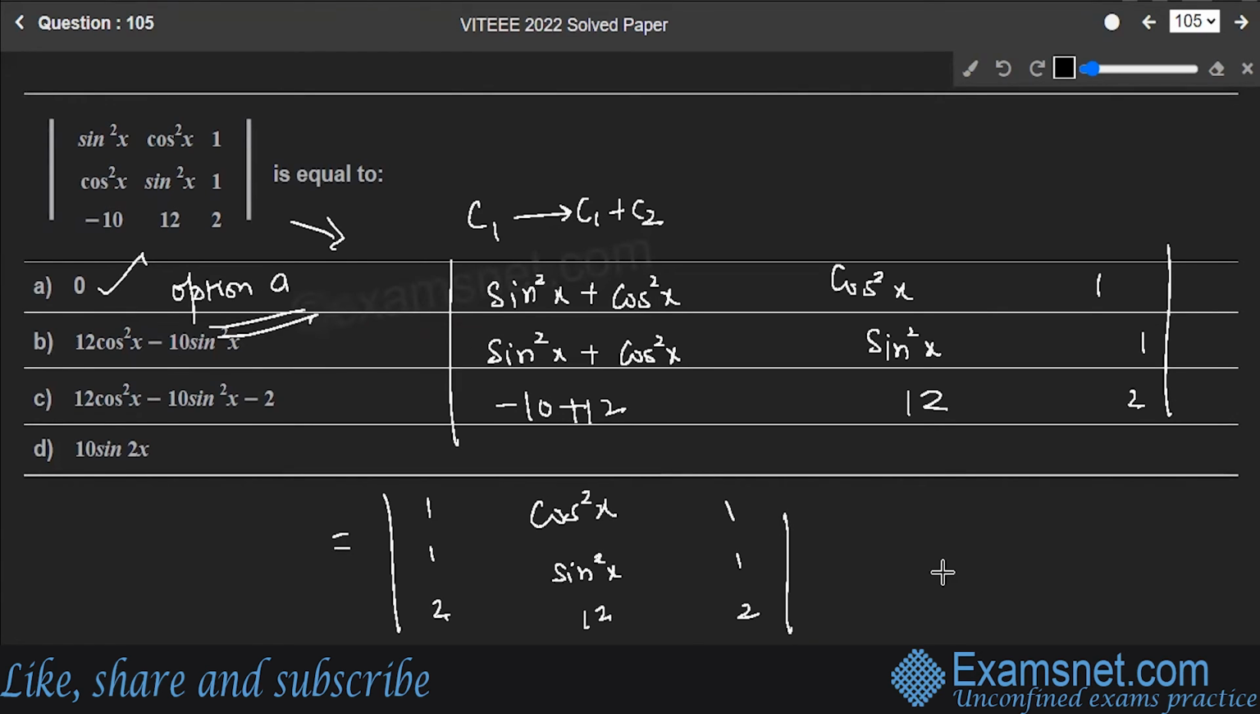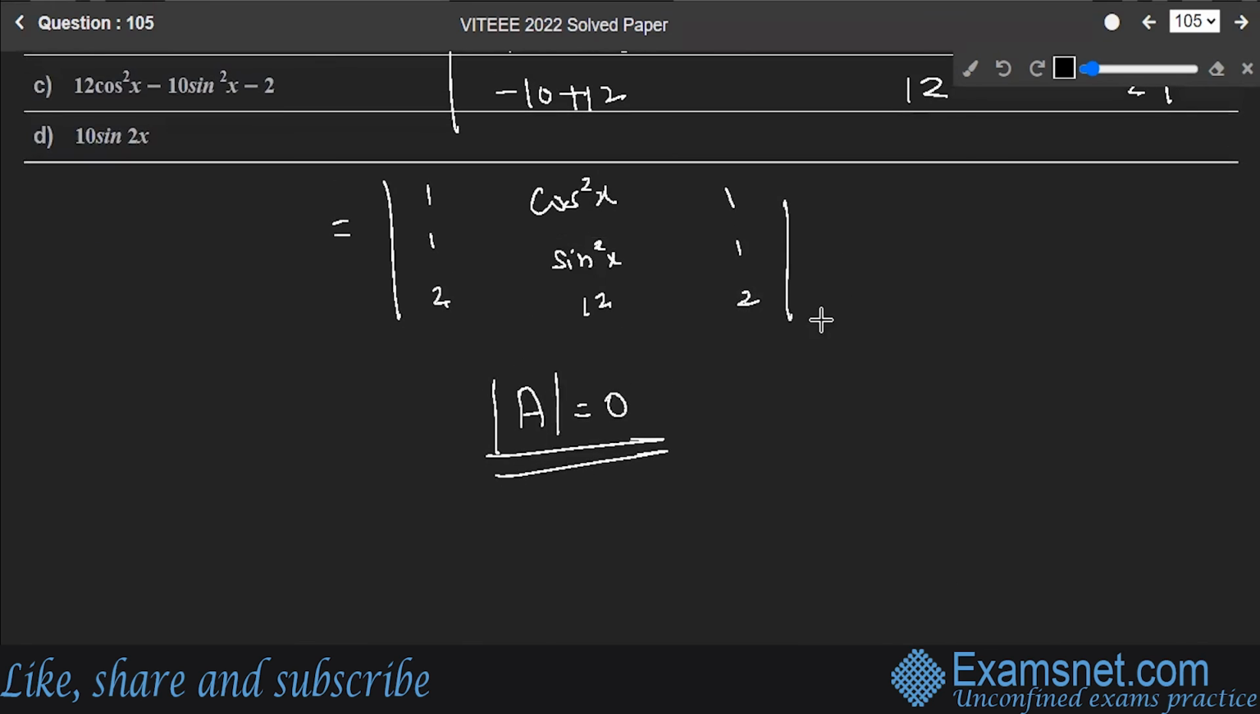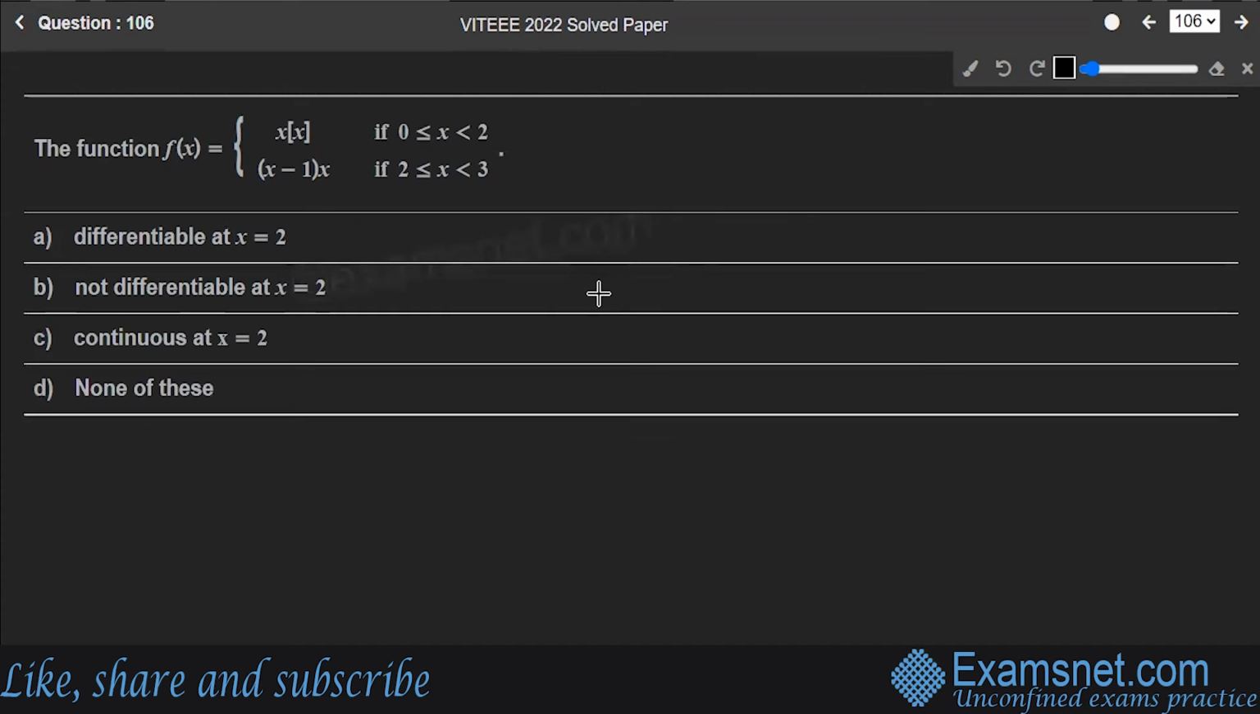Option A is the correct answer here, because C1 and C3 are identical. Hope you got this. Next is the 106th question. The function f(x) is given by this.